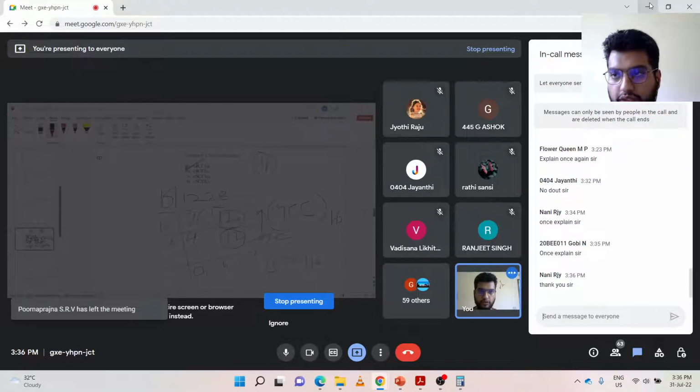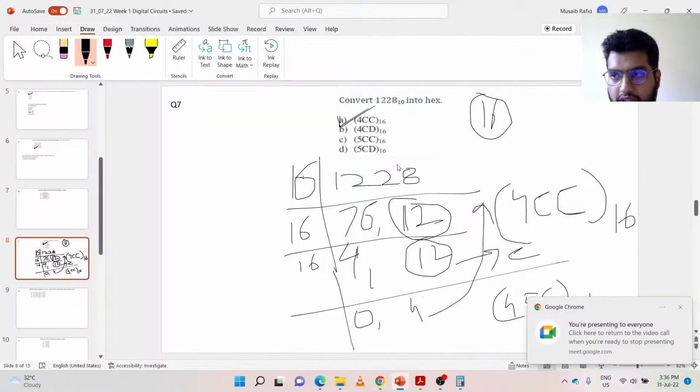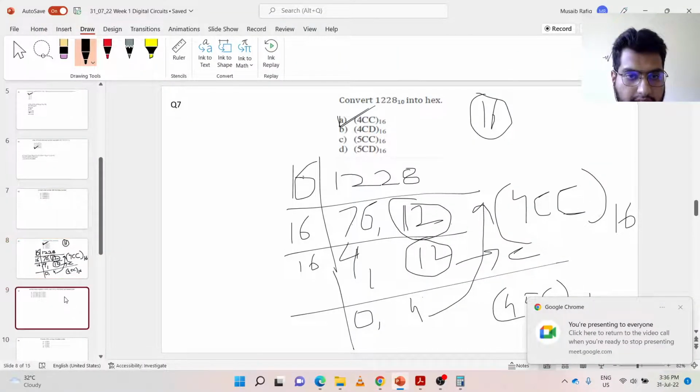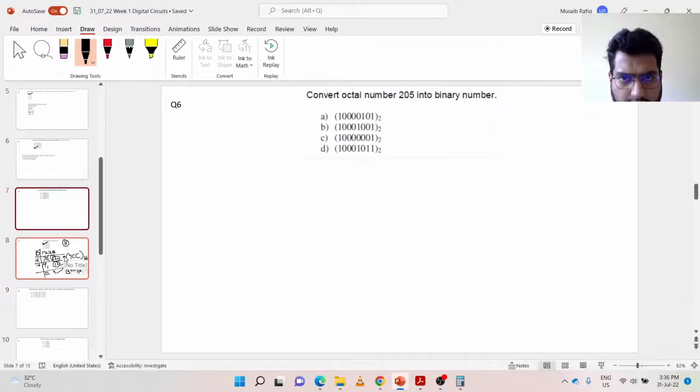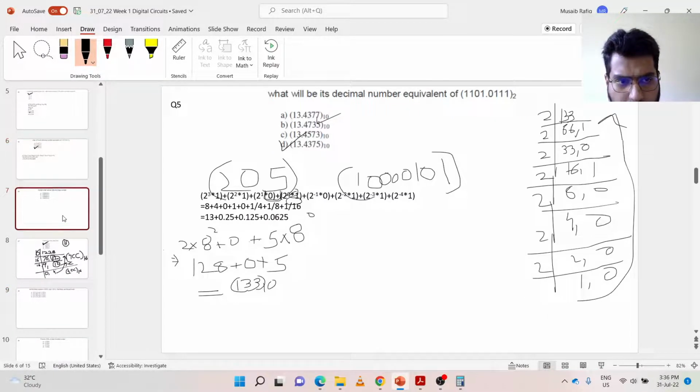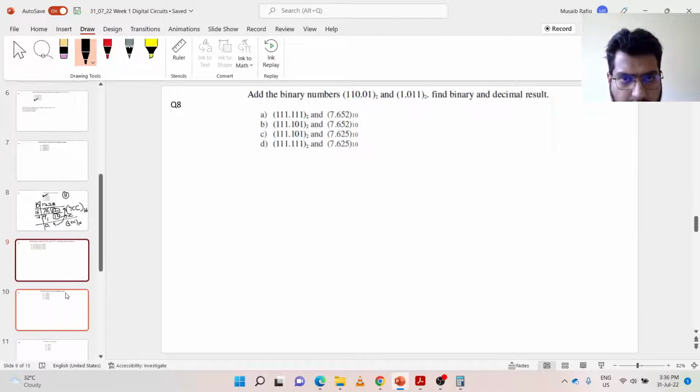Okay, so we can just move to the next question. Question number 5, 6, 7, 8. Yeah, question number 8. This question 8 asks us to add these two binary numbers.